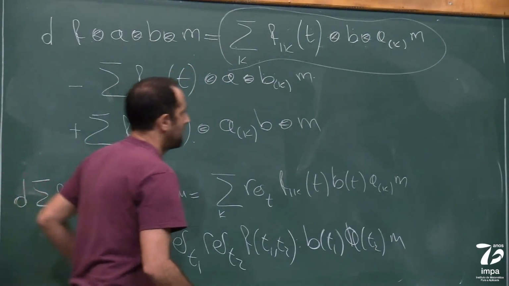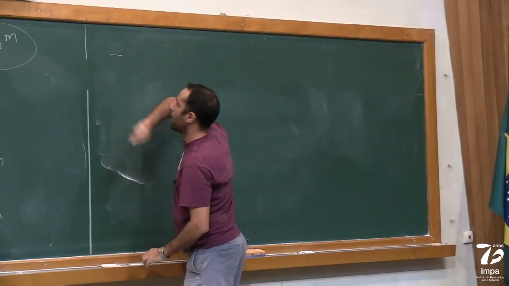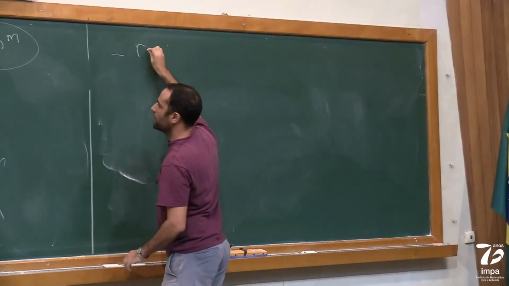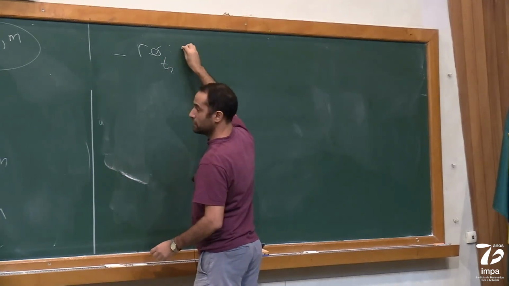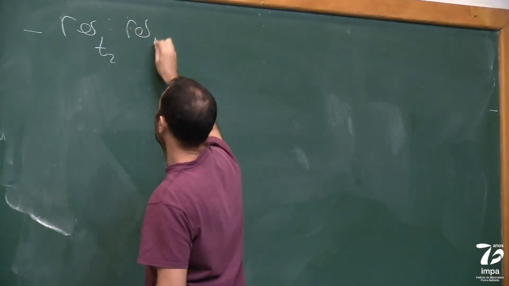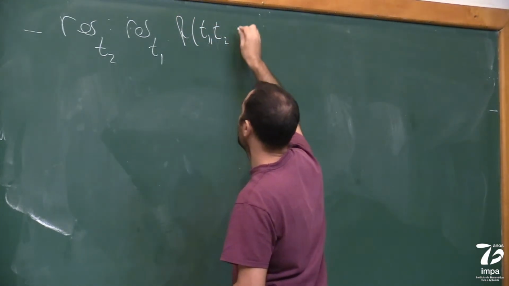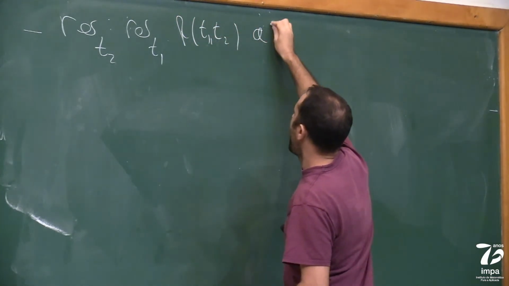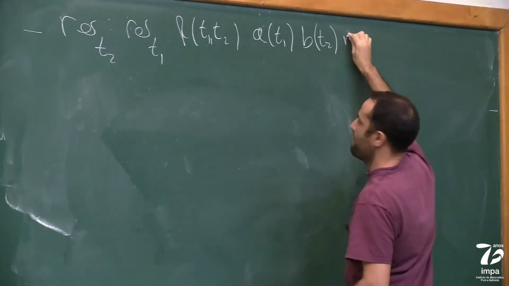The second summand is minus. It's of the same form. It's just that now I take the residue of t2 second, the residue of t1 first, the same function f of t1, t2. Now I have a of t1, b of t2, m.